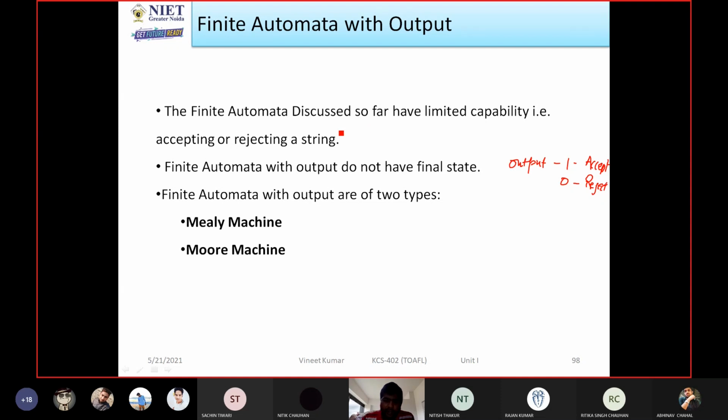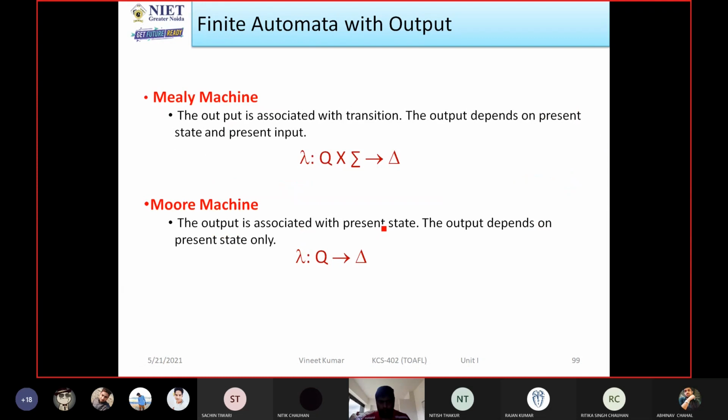Similar to finite automata like DFA and NFA, with NFA with epsilon, we accept any string W when you transit from the initial state to the final state, and QF belongs to the final states, right? But in the case of finite automata with output, your acceptance is based on the output it generated. When output is 1, it is acceptance. When output is 0, it is rejected. There are 2 kinds of machine. One is called Mealy and another one is called Moore machine.